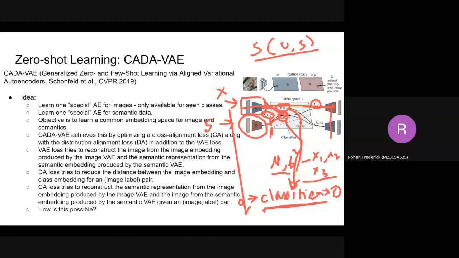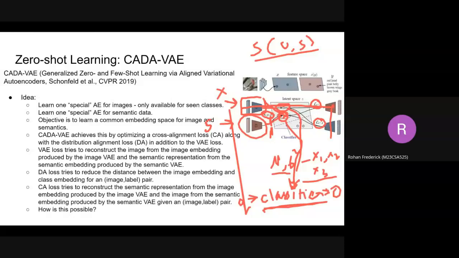Will that cause any loss? I mean, loss in the sense that one might be completely overpowered by the other. No, that's why when you apply cross alignment, you do it for both directions. You don't only do it for, say, your image encoder and the semantic decoder. We also do it for the semantic encoder and the image decoder. So you are giving equal importance to all portions of this process.